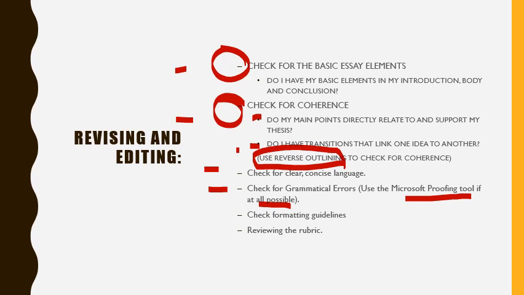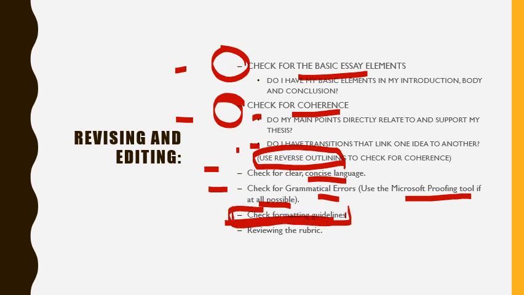So after I had checked for my basic essay elements and checked for coherence in my essay, after I checked for clear and concise language and grammatical errors, I would definitely check for formatting guidelines, right? So if this is supposed to be an MLA paper, do I have my paper double spaced? Do I have all these different things in place? This is easy, and you don't want to lose points on something as simple as this. So make sure that you check for formatting guidelines.